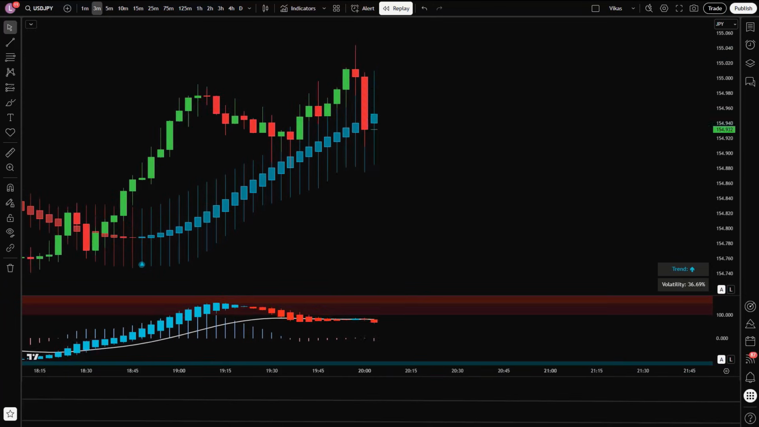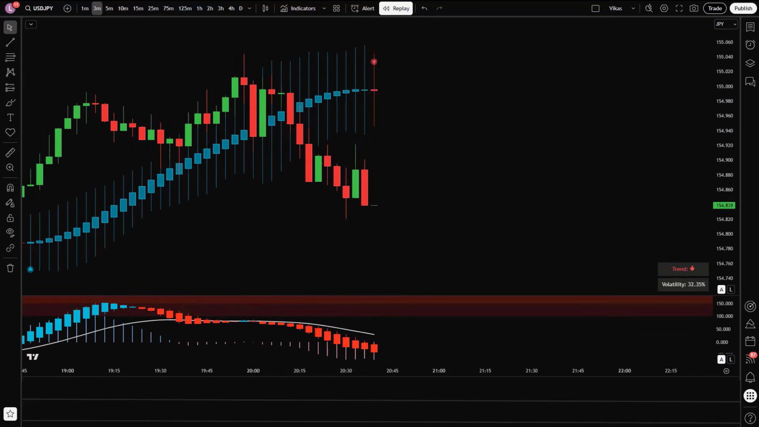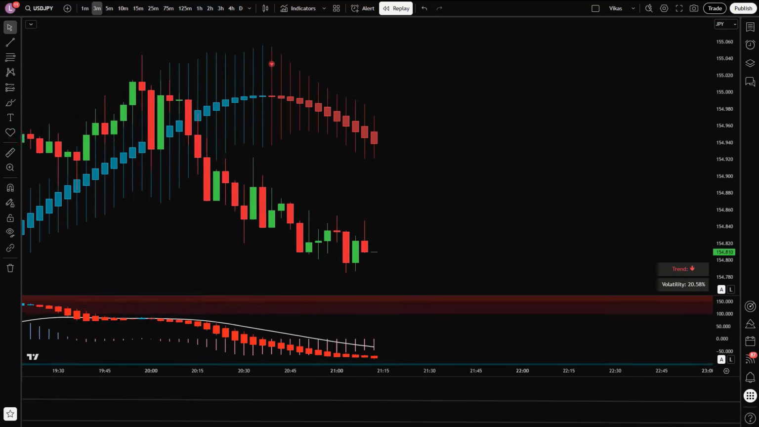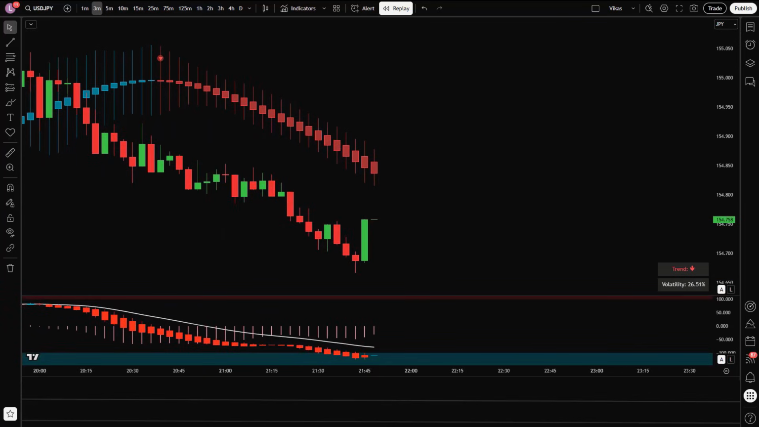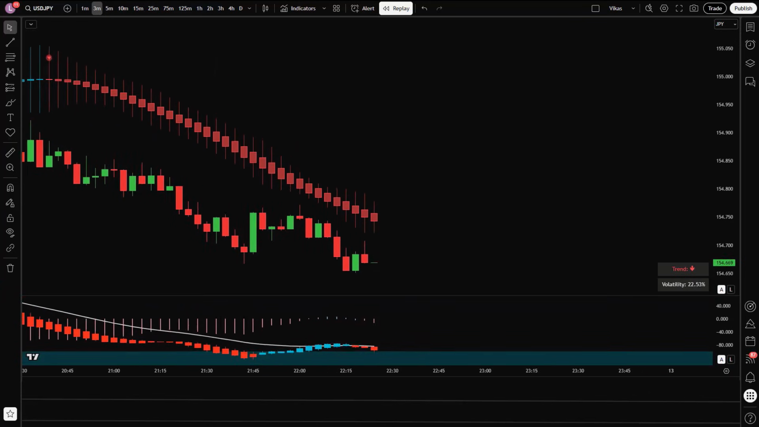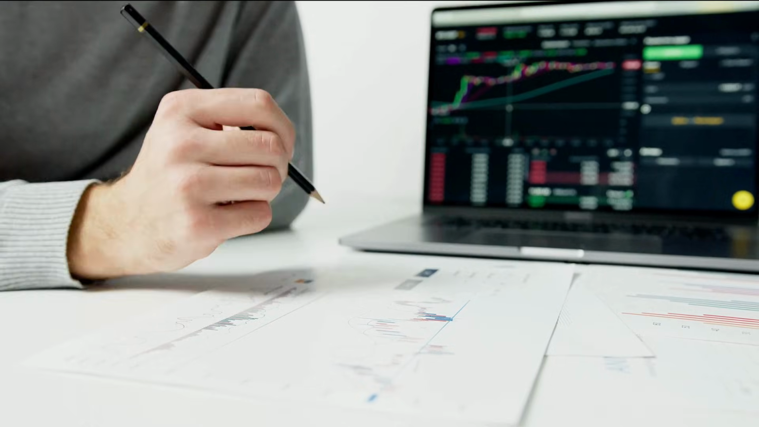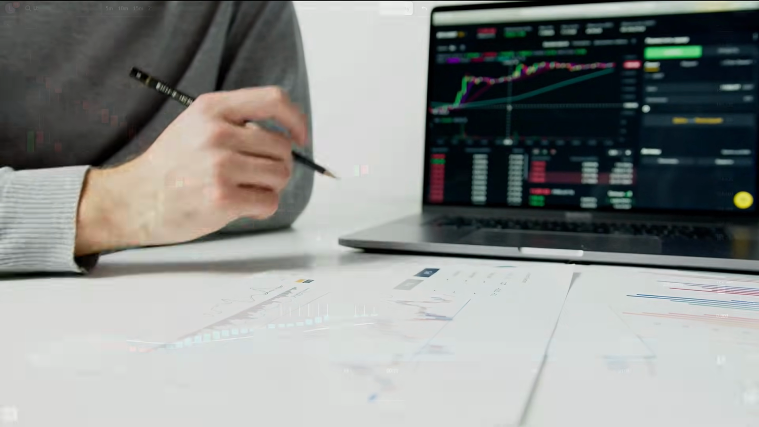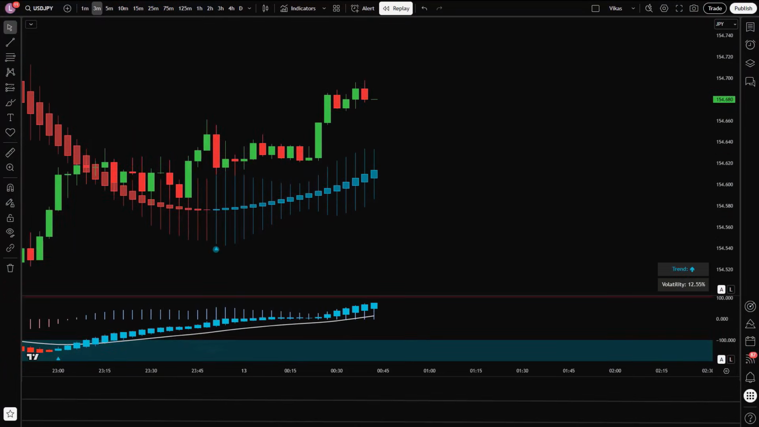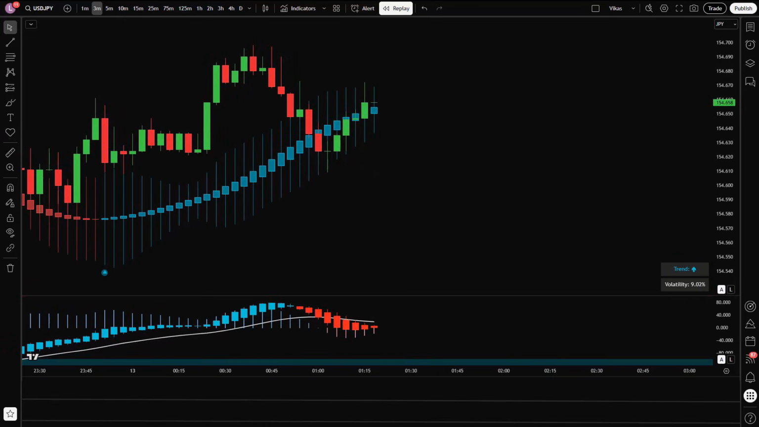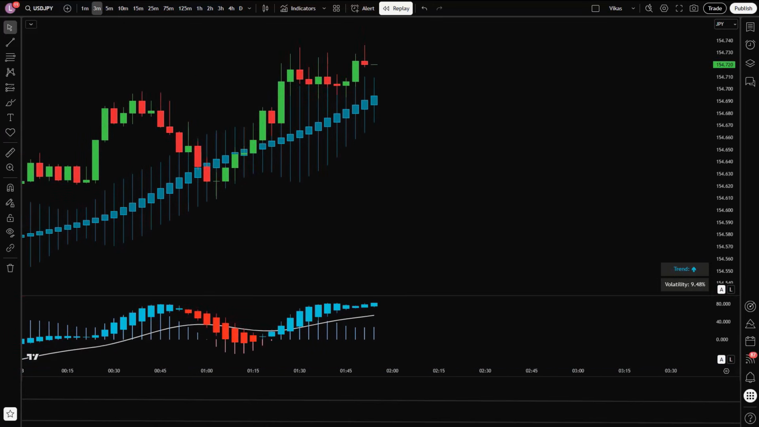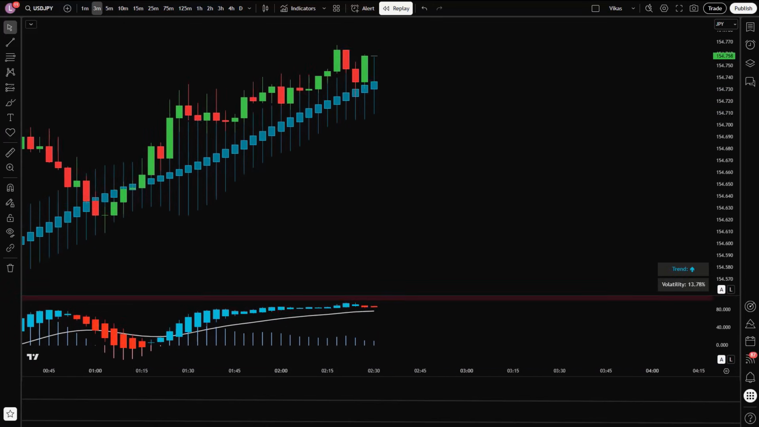This strategy can be applied to multiple markets and time frames, depending on your trading style. However, risk management and discipline are always essential. If you want consistency in trading, focus on clarity, structure, and confirmation. That's exactly what this combination provides. Now let's move to the charts and see how this setup works in real market conditions.